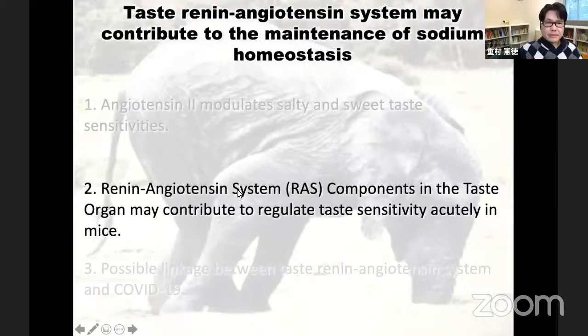The second part: the renin-angiotensin system, RAS, component in the taste organ may contribute to regulate taste sensitivity acutely in mice.